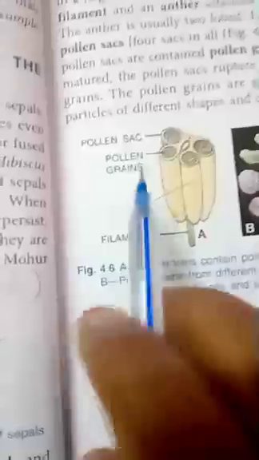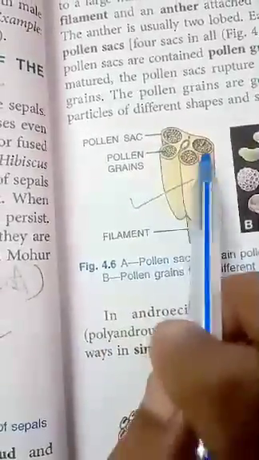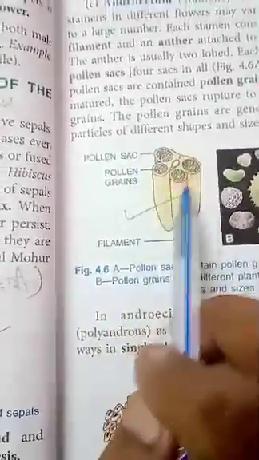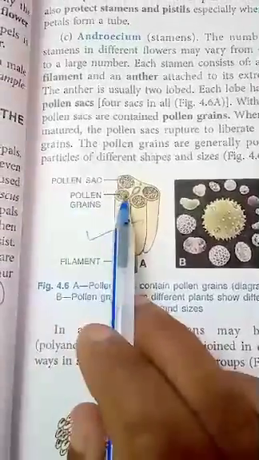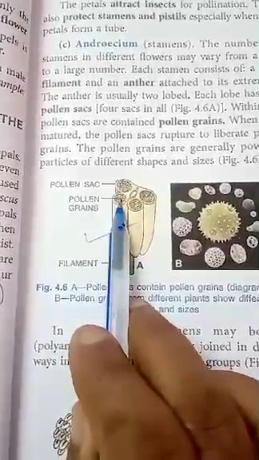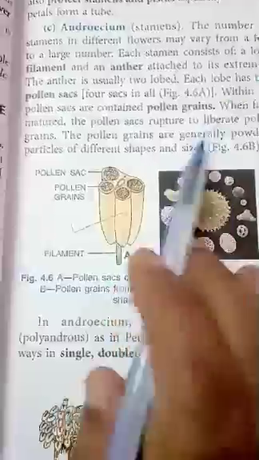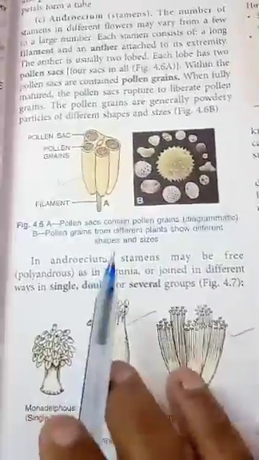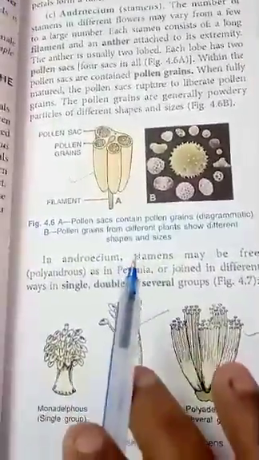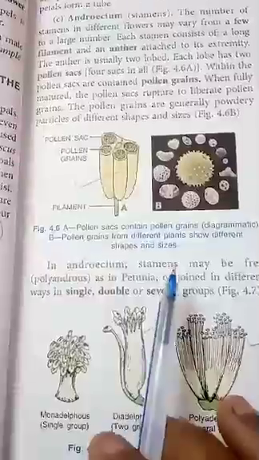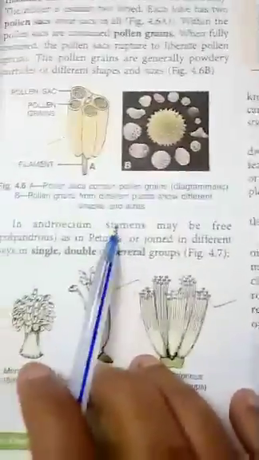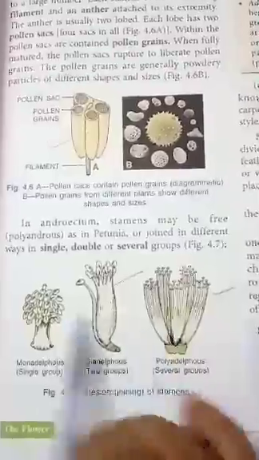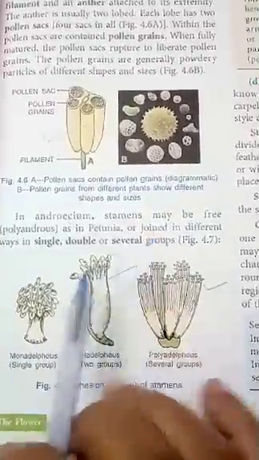You can see in your books also, there are 2 pollen sacs in each lobe of the anther. So altogether there are 4 pollen sacs. Inside these pollen sacs you can find the pollen grains, and these pollen grains contain the male gametes. Now the function of androecium is that it will provide the male gamete for fertilization. Based on the type or arrangement of stamens, androecium is of different types.